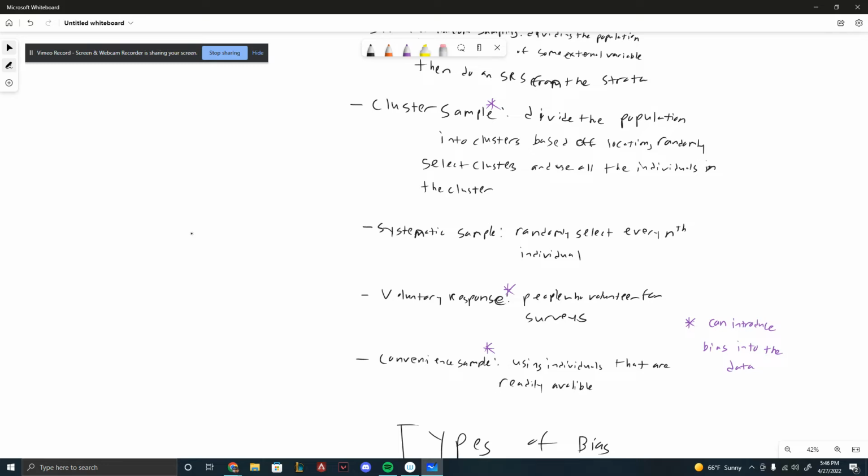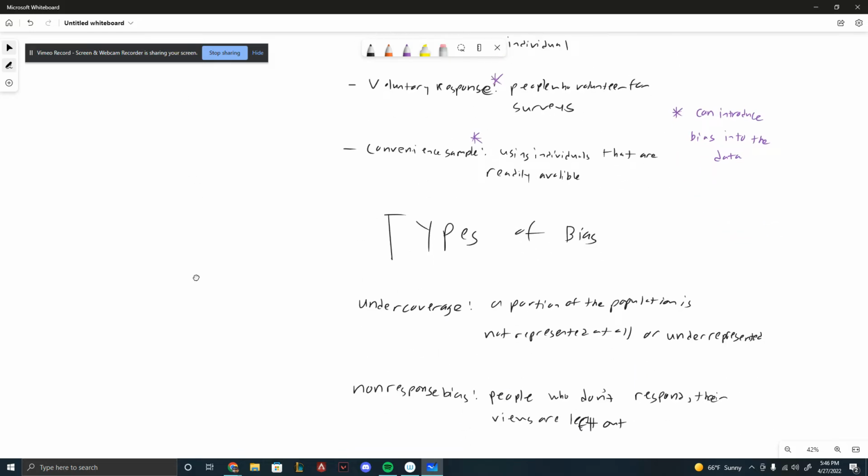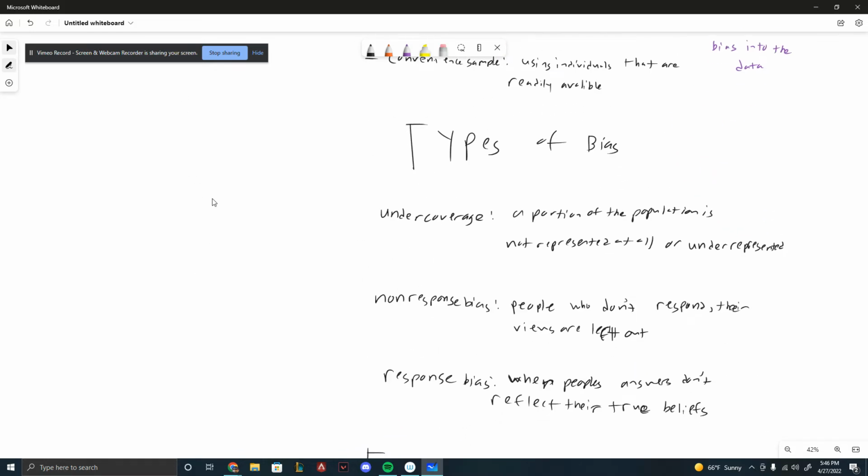So let's go over the types of biases, and then we'll come back for a better understanding. There are three types: undercoverage, non-response, and response. Let's talk about undercoverage bias. That is basically when a portion of the population is not represented or is underrepresented.